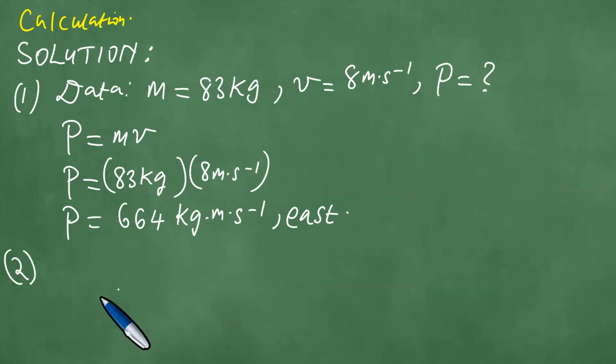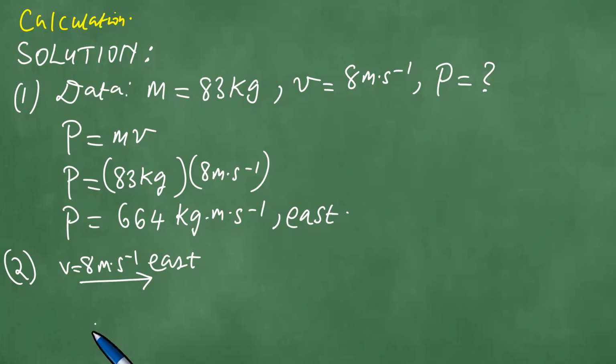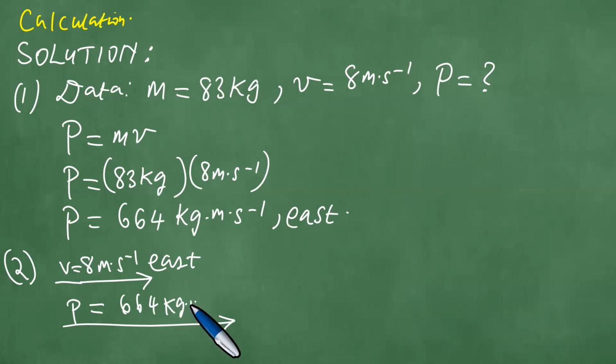The way we draw the vectors is as follows. For example, here is one vector, and this vector is 8 meters per second east. This is the velocity vector. The momentum vector has P equals 664 kilograms meters per second east. So in other words, this is east and that is east.